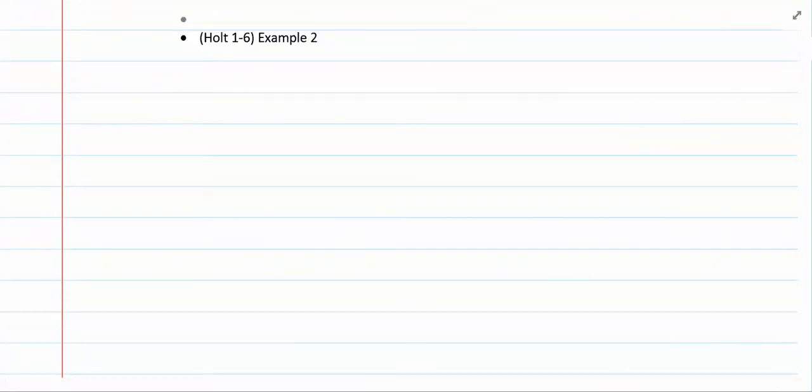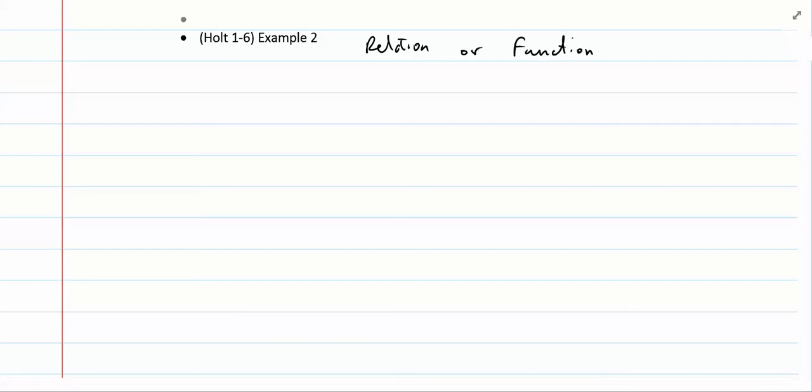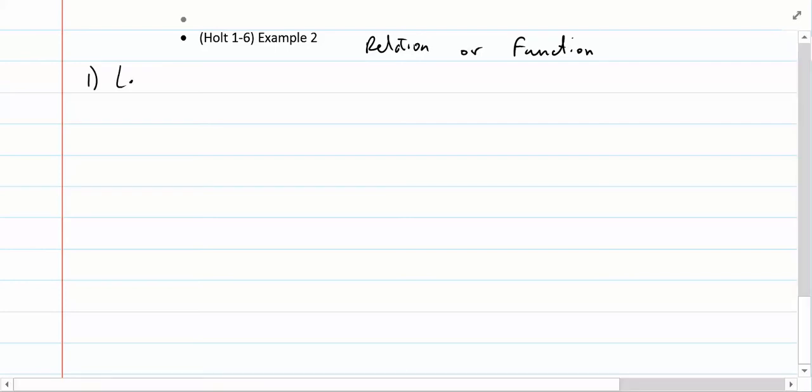For example number 2, we're being asked to determine whether it's a relation between the two items or a function. Let's take a look at two of these problems. Number 1 is a person's last name and how it compares to their social security number. Is this a relation or a function? Think about it for a moment.